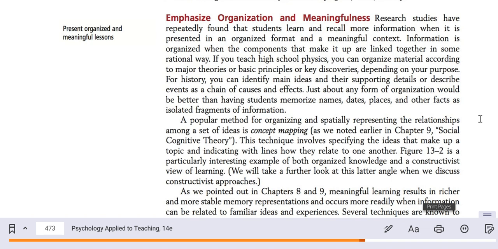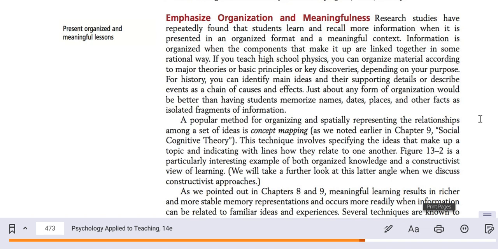If you teach high school physics, you can organize material according to major theories or basic principles or key discoveries, depending on your purpose. For history, you can identify main ideas and their supporting details, or describe events as a chain of causes and effects. Just about any form of organization would be better than having students memorize names, dates, places, and other facts as isolated fragments of information.